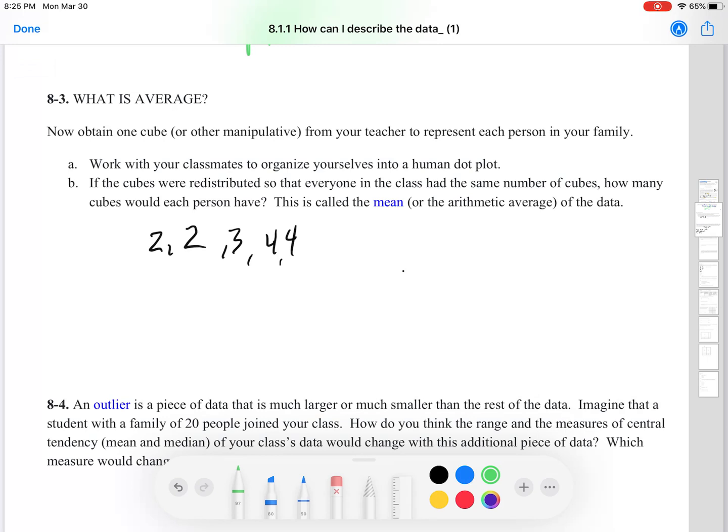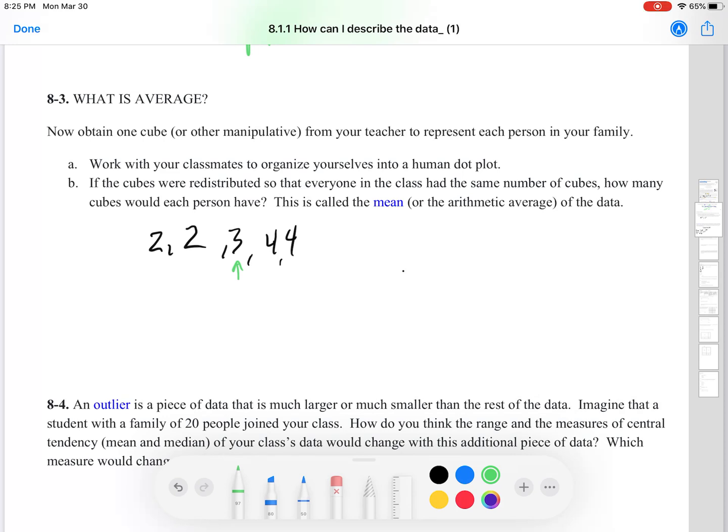What's the average? I took our numbers from up above. Well, let me read the question. Now obtain 1 cube or manipulative from your teacher to represent each person in your family. So if you are one of these 5 people, maybe you're the 3, that means you had 3 cubes in your hand, okay? And then you're going to create yourself in a human dot plot. So if we were to do a dot plot, we would have all of our numbers in order, kind of like this. If we were to share those cubes so that everyone had the same number of cubes, how many would each person have? That's called the mean or the average of the data.